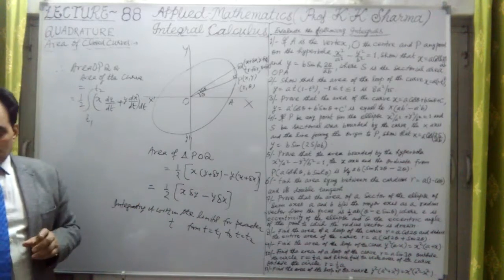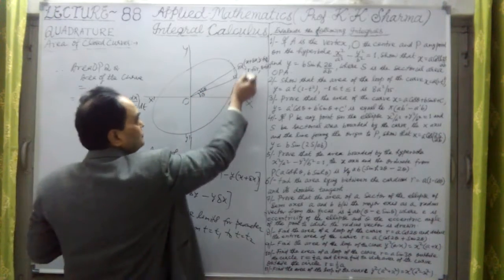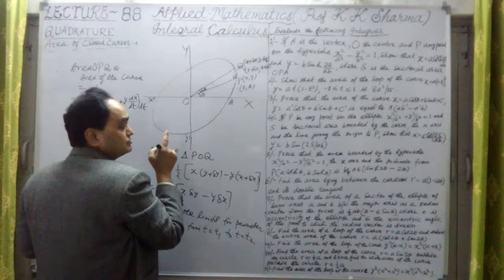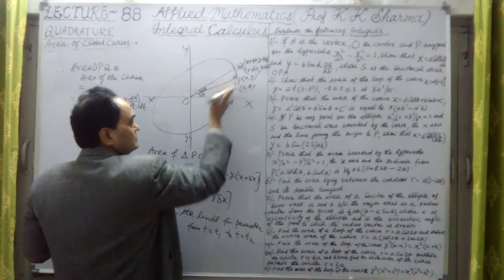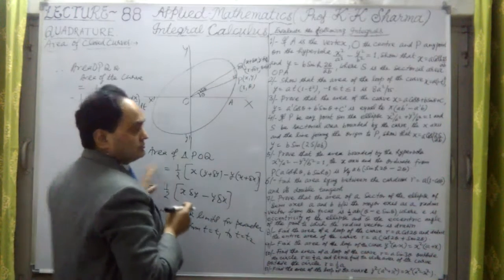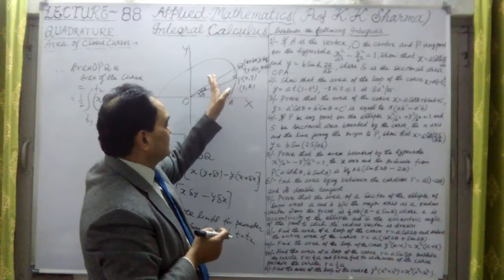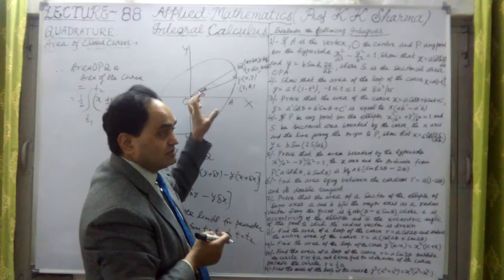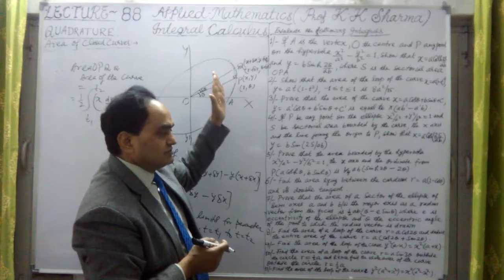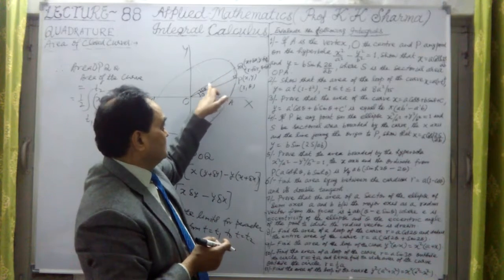Now what is the positive or negative side of this area? We are moving from P to Q in anti-clockwise direction, then the area will be positive. Or we can say that if I am the observer and I am moving from P to Q, and on my left side this area is there, then that area will be positive. So if we are moving from P to Q in anti-clockwise direction, this area will be positive.